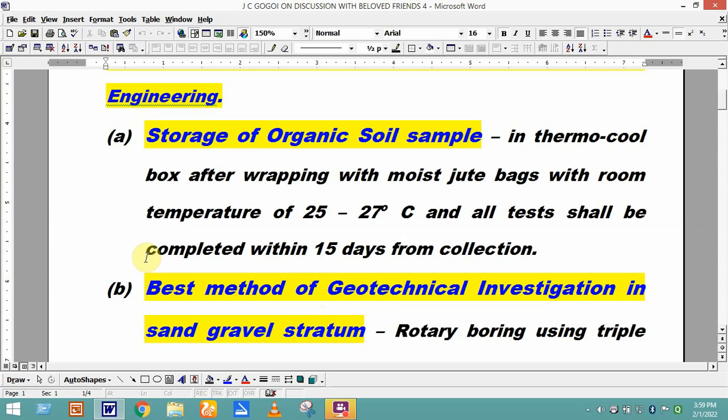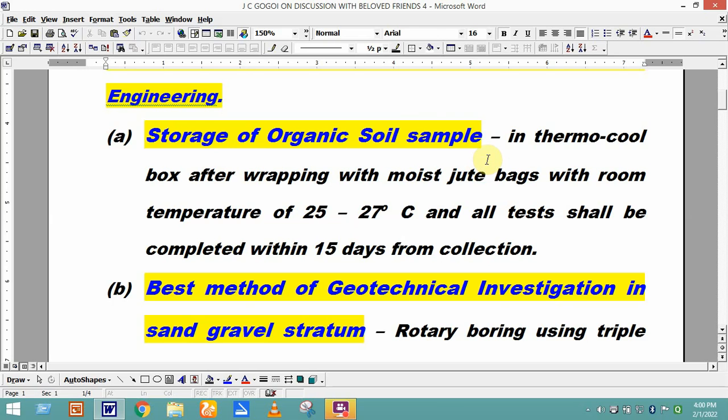Normally for general soil, all tests shall be completed within 15 days from the date of collection at site. And for organic soil, where a lot of humus materials and organic chemicals are there, those soils should be tested more urgently, preferably within 10 days. Then we will be able to get accurate information.